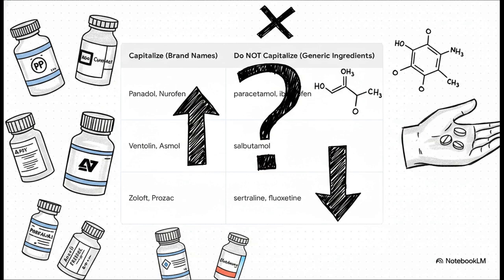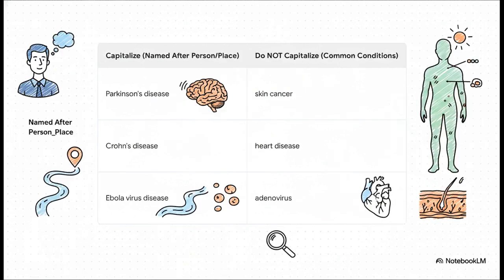Think of it like this. Coca-Cola is capitalized, but cola isn't. Same idea. Brand name gets a capital, generic name doesn't. And you know what? It's the exact same logic for diseases. Common conditions like skin cancer or heart disease, they're general, so they're lowercase. But if a disease is named after a person or a place, then you capitalize that name. We call these eponyms. So it's Parkinson's disease because it's named after Dr. Parkinson. It's Crohn's disease after Dr. Crohn. The key is to ask yourself, is it named after someone or somewhere? If yes, capitalize that name.